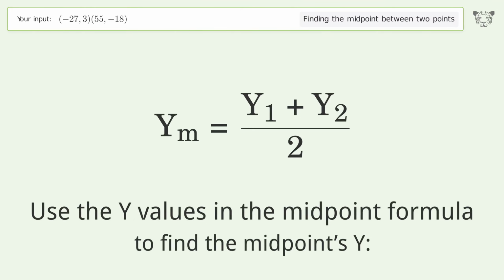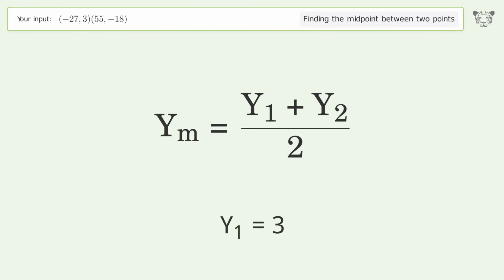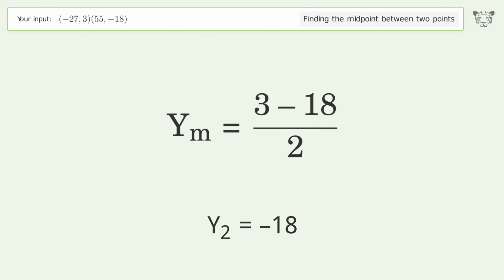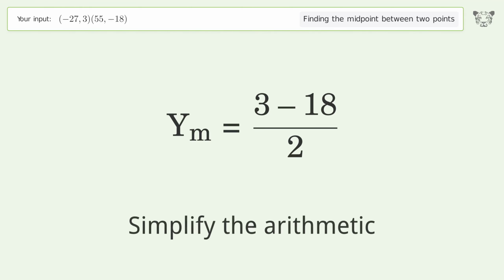Use the y values in the midpoint formula to find the midpoint's y. y1 equals 3. y2 equals -18. Simplify the arithmetic.